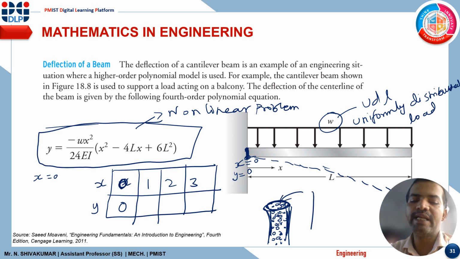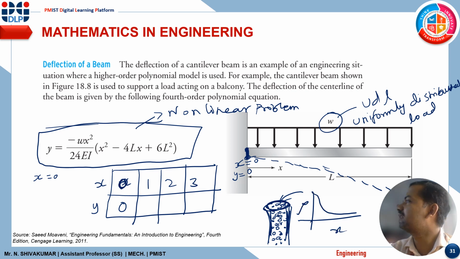If you plot density versus distance, rho versus distance, it looks like this. On the left side the density is very high. On the right side also the density is high, but at the center the density is relatively lower. So this is another example of a nonlinear model. In nature, most of the problems are nonlinear.